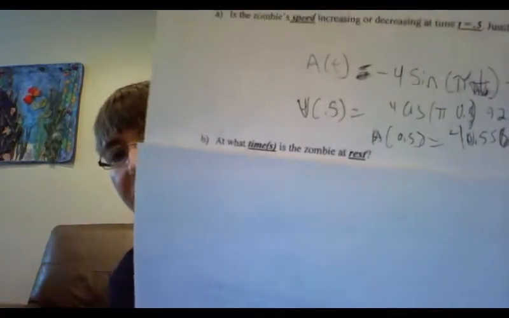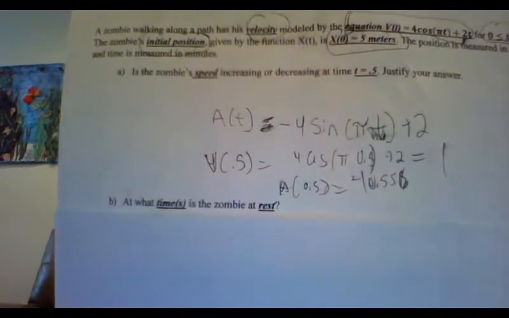Now we've got to do the second problem. The second problem says, at what times is the zombie at rest? If we want to find when the zombie's at rest, that's the same thing as saying we need to find when v of t equals 0. So we can write down v of t equals 4 cosine pi t plus 2t and set it equal to 0, or we could just plug it in the calculator.